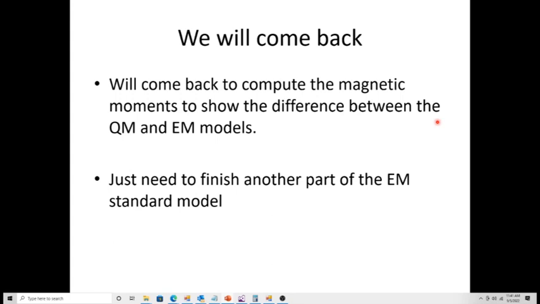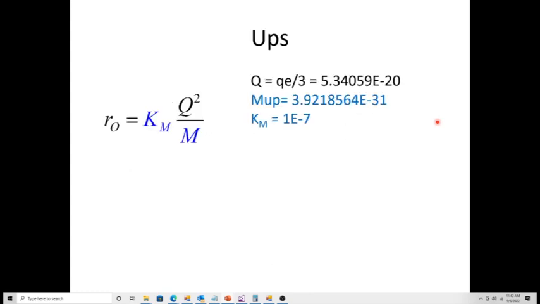The only thing we did right now is show you that the magnetic moment is proportional to the size of the particle. We didn't actually compute it. We're going to go and actually compute it in a few moments. We just need to finish other parts of the ethereal mechanics standard, or the Pretonic standard model.